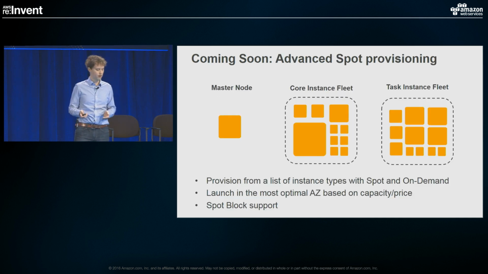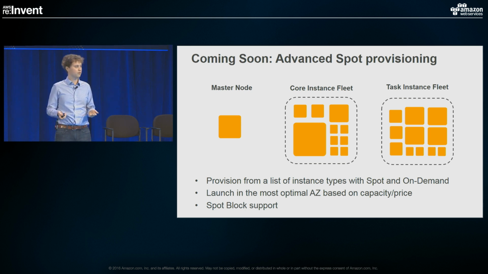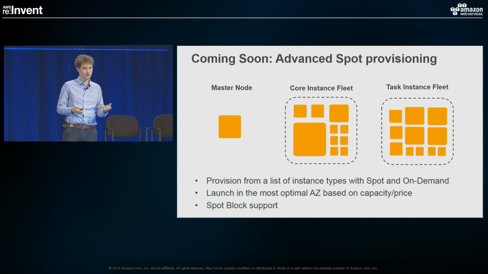And finally, to close, we have an upcoming feature for advanced spot provisioning. Many customers leverage Spot to save up to 80% on their compute costs. So it's a very effective way to lower your costs for your cluster. Today when you create an EMR cluster, you specify an instance group with an instance type and a bid price. With this new functionality, you'll be able to specify a list of instances with different prices and different configurations, and also different availability zones that you can launch your cluster in.